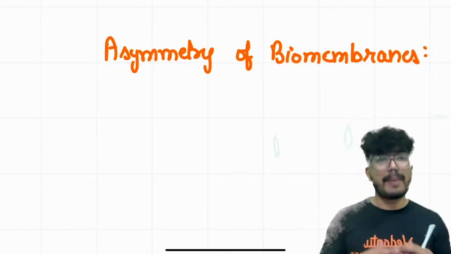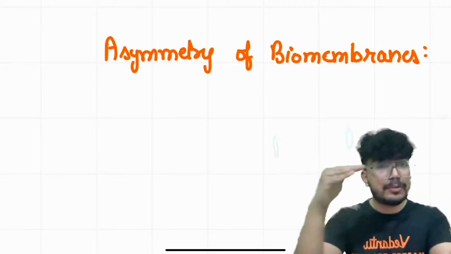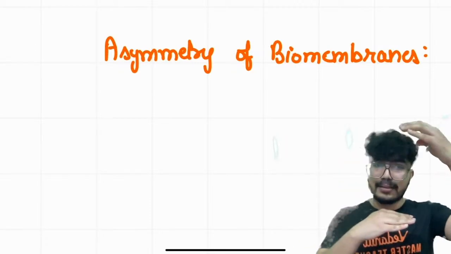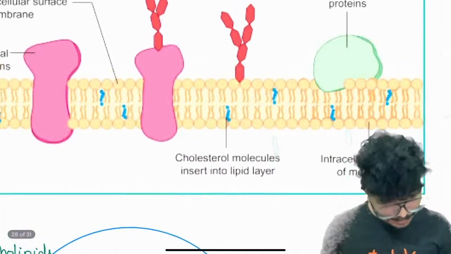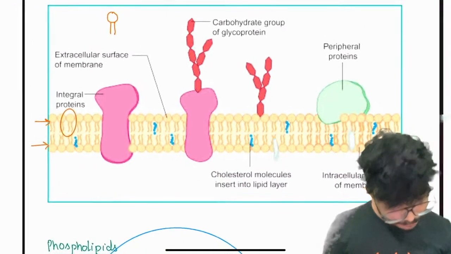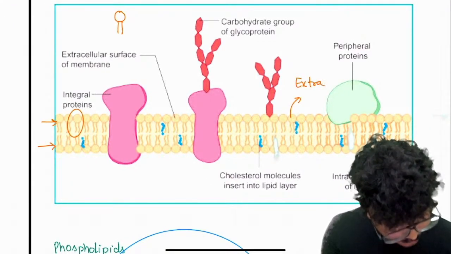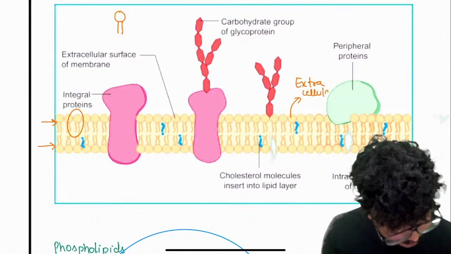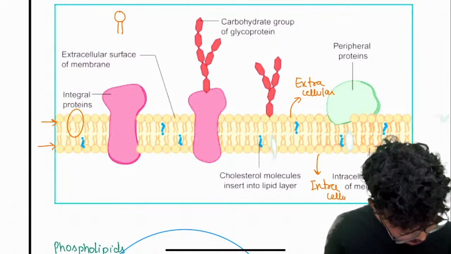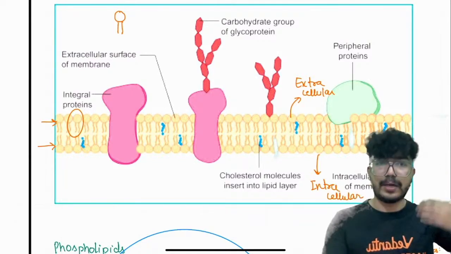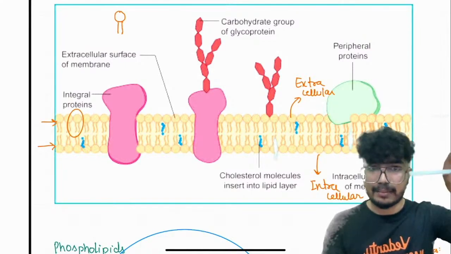Do you know that the biomembranes are asymmetric? What does it mean? It means that the types of phospholipid on the outer side are going to be different from what is on the inner side. Let me just show you. So this is the extracellular surface of the plasma membrane, right? And this is the intracellular surface, facing towards the cytoplasm, and the extracellular surface will be facing towards the ECM, extracellular matrix.